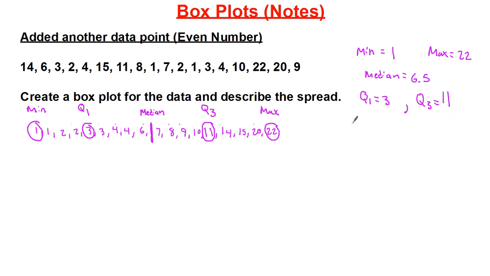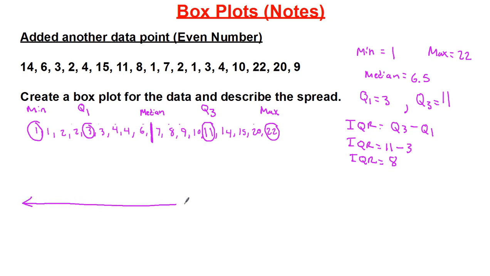Now, let's calculate our inner quartile range, and we do that by taking quartile 3 and subtracting quartile 1. So my inner quartile range is going to be equal to 11 minus 3, so IQR is equal to 8. Okay, so my inner quartile range is going to be equal to 8. Alright, so now let's go ahead and draw this thing.